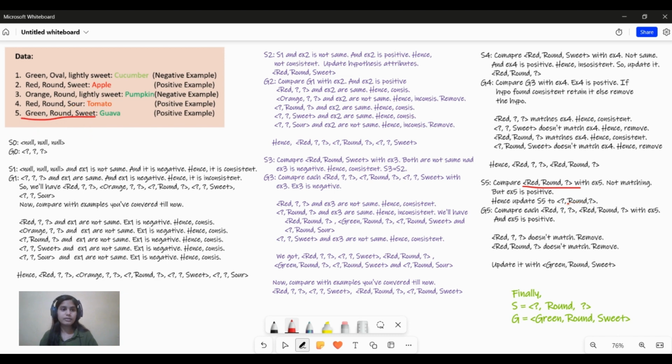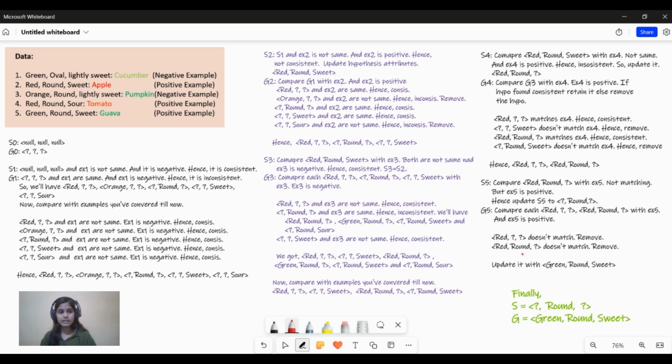You got it? Now we will compare the general hypothesis with this example. We have two general hypotheses. So red, question mark and question mark. Red is not the same, but it is a positive example, so it is inconsistent. So we will remove it. And the second, red, round and question mark. Red, it is a positive example, so inconsistent. So we will remove this also. As we removed both of the hypotheses, what should I keep then? We have to replace it with the last example's attributes, that is green, round, and sweet.